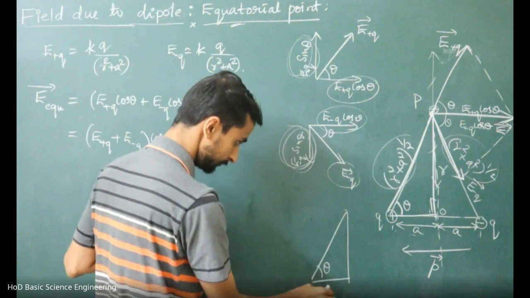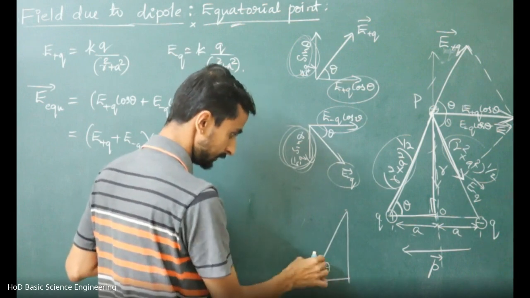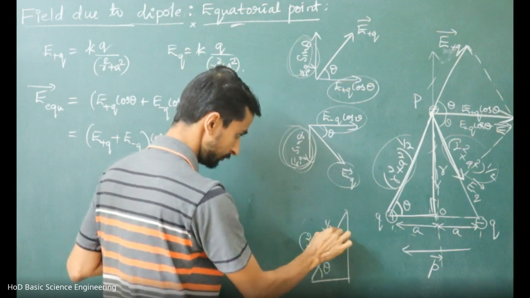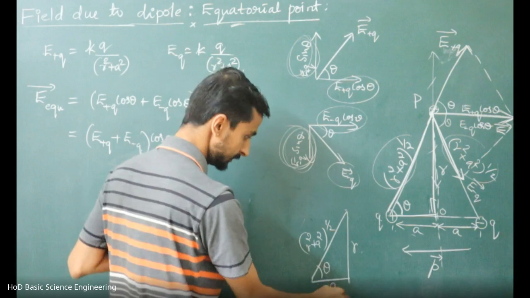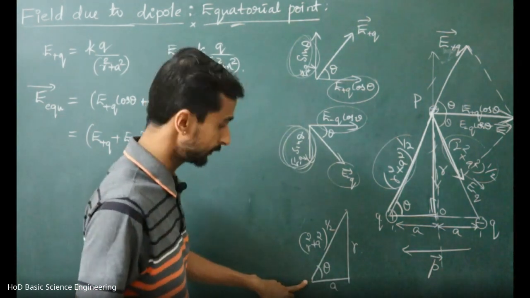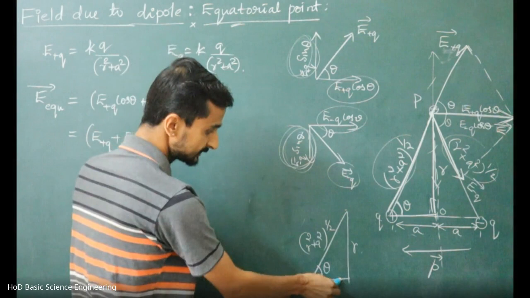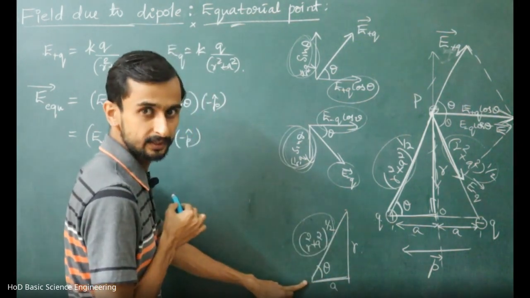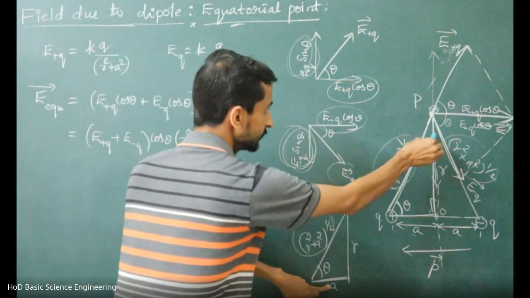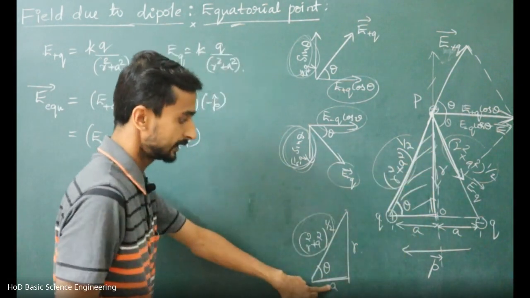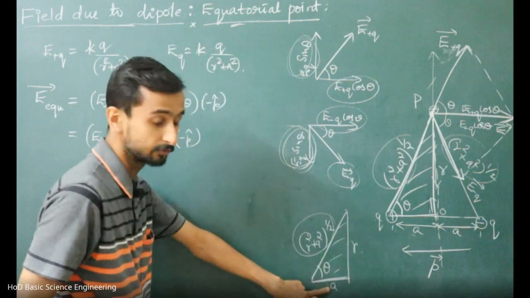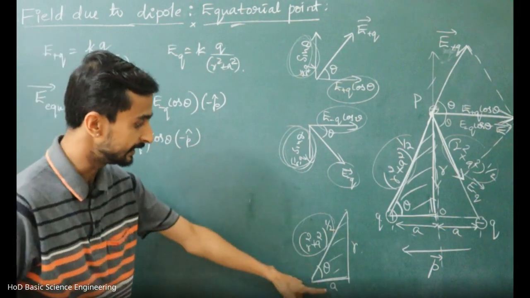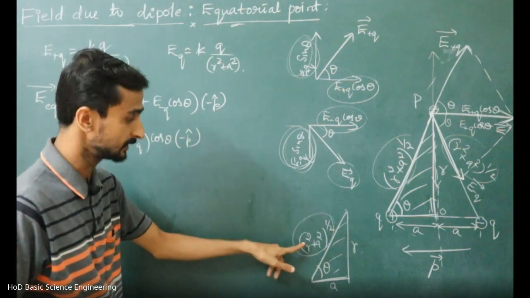Let the angle be theta, with hypotenuse r square plus a square to the power half, and the sides r and a. Now if you take cos theta, what do you get? Cos theta means adjacent side divided by hypotenuse. For this particular triangle the adjacent side is a. Therefore, we can write cos theta as a divided by r square plus a square to the power half.